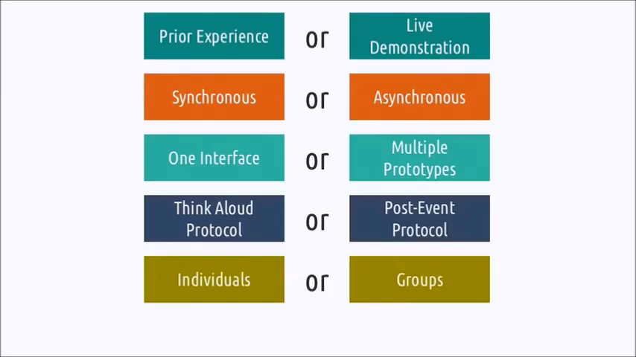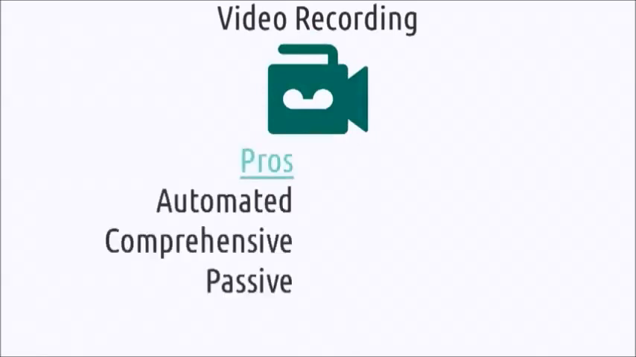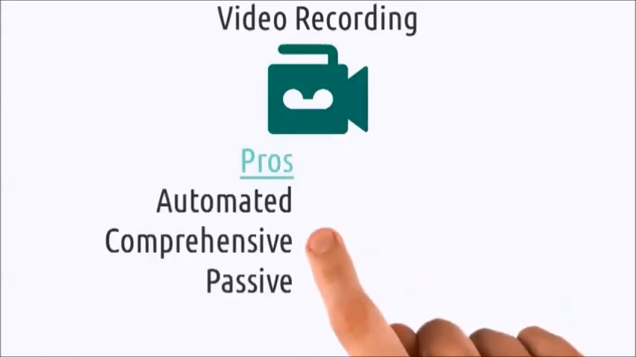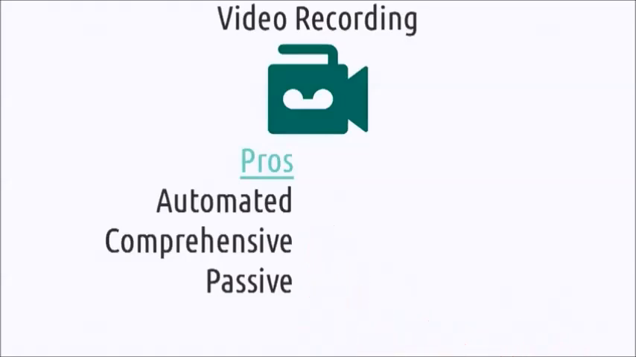at different times. With qualitative research, we want to capture as much of the session as possible because things could come up that we don't anticipate and we'd like to look at them again later. So how do we do that? One way is to actually record the session. The pros of recording a session are that it's automated, it's comprehensive, and it's passive.